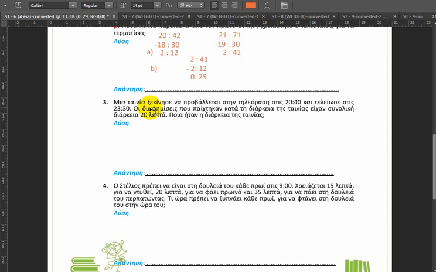Next up, a movie started at 40 past 20 and finished at half past 11 basically. The commercials that played in the middle of the movie were 20 minutes long. So how long did the movie last overall?